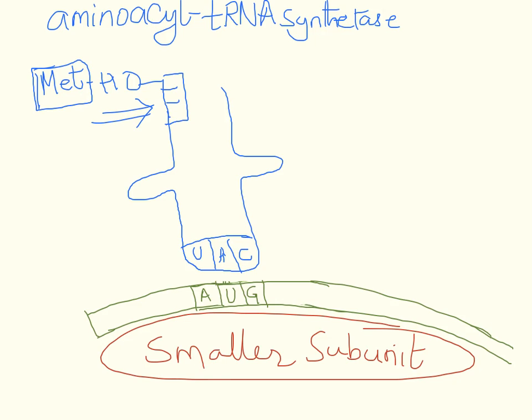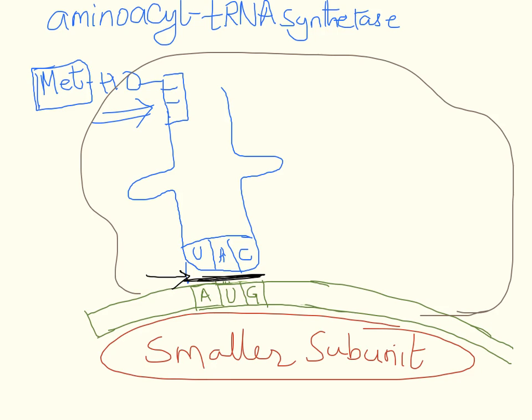Now if you notice, these strands are complementary. UAC is complementary to AUG right here. I'm not showing the attachment here, but it's actually attached. Now, as a next step, the larger subunit completes the initiation complex. What's the purpose of this larger subunit? Every time a tRNA comes in and binds, the ribosome travels through, or the mRNA travels through the ribosome.